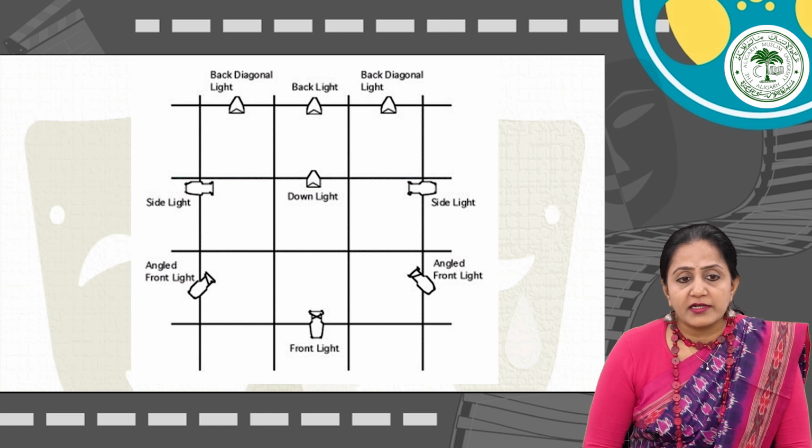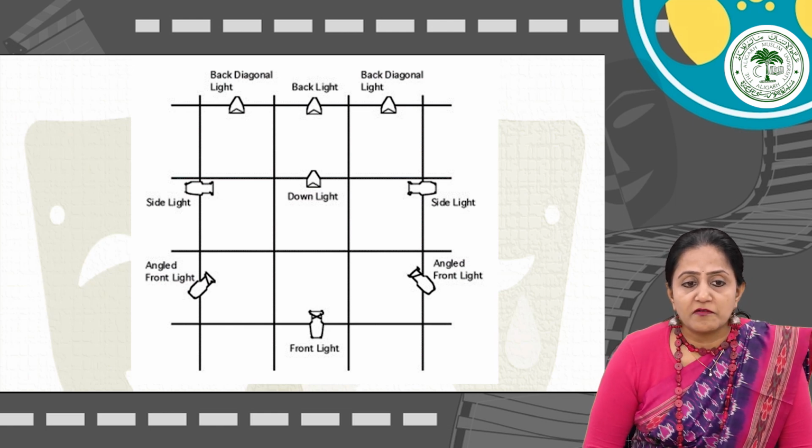Then on the side there is side light and angled front light. On the side you put one side light, almost in the wings, and it is placed at different heights in the wing according to the height required to express the expressions. Then there is a down light somewhere in the center, and then there is front light and angled front lights on both sides of the stage.